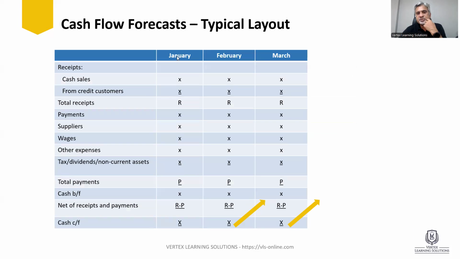The typical layout is like this: January, February, March. I've only taken 3 months, then April, May, June, July. It actually should be for 12 months. You have cash sales here, from credit customers, total receipts. Then you have payments: suppliers, wages, other expenses, tax, dividend, total payments. Then cash opening balance brought forward from the previous period, net of receipts and payments, and this is cash carried forward to the next period. And this cash carried forward moves up here, and then it moves up here, okay? So it goes to the next period as well.